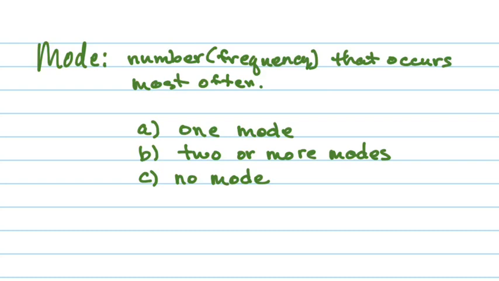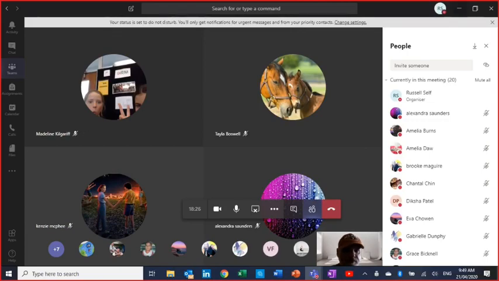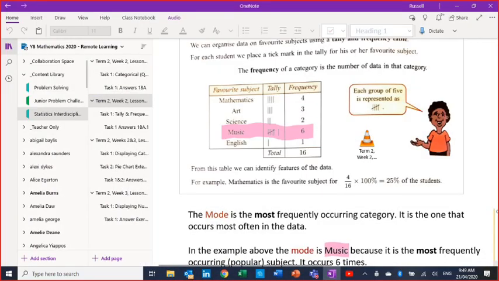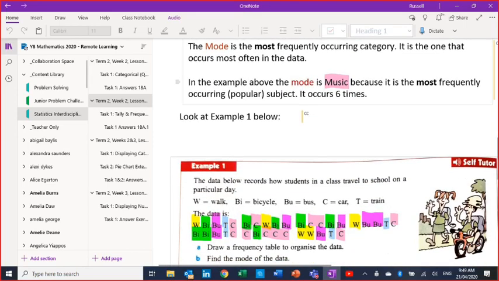Okay? So let's go back to the example that we were looking at and see the modes for those particular examples. If you look at this frequency table, 4, 3, 2, and 6, 6 is the biggest number on that list, yeah? So the mode for this set of data is 6. And which topic does that represent? Music. There you go. So music was the most frequent one, so that makes it the mode.